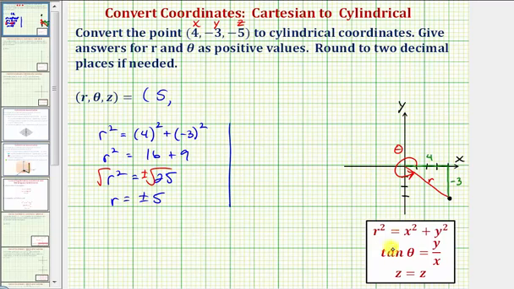Next, to find theta, we'll use the equation tangent theta equals y divided by x. So we have tangent theta is equal to y divided by x would be negative 3 divided by 4, or negative 3/4. And now to solve for angle theta, we would take the inverse tangent or arctangent of both sides of the equation. So theta is equal to inverse tangent of negative 3/4. Here we might recognize that the output of the inverse tangent function is on the open interval from negative pi over 2 to positive pi over 2. So the calculator is not going to give us the angle theta that we're looking for, but we can still use the calculator to find this angle.